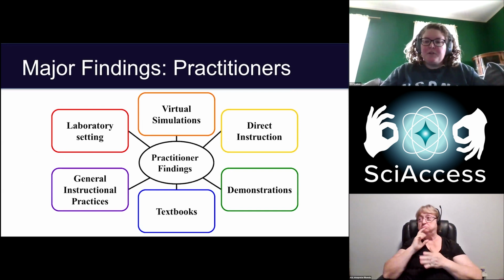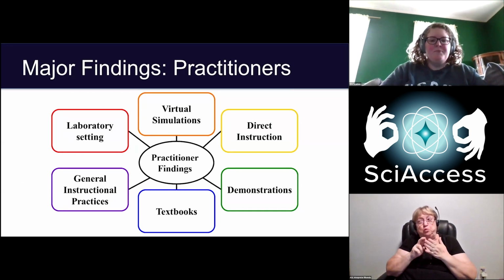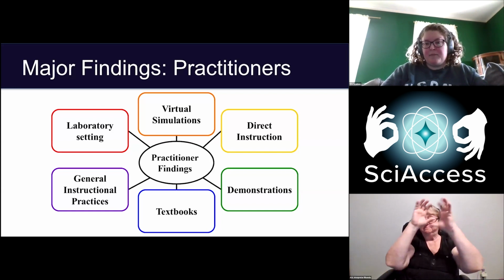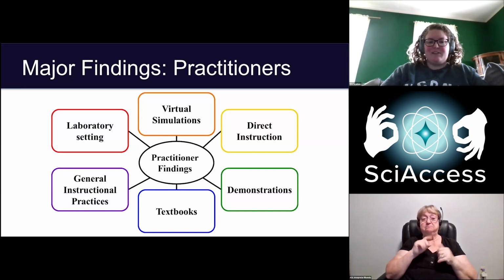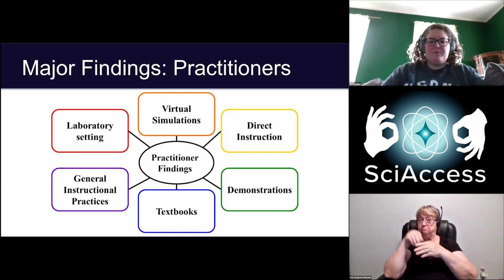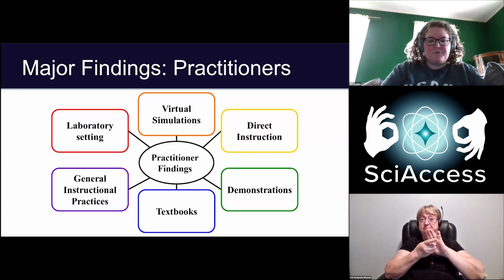I'm going to focus primarily on the findings for practitioners with a few of those researcher findings at the end. So in this diagram, I'm showing you the 6 different categories of findings that we came across. Number one, we found findings for the laboratory setting and how we can change laboratory devices to be more accessible. We found virtual simulations that can be used in lieu of hands-on experiments. We found suggestions about direct instruction or how we can lecture in the classroom. We found recommendations about demonstrations and how you can physically demonstrate a physics concept in the physics classroom.